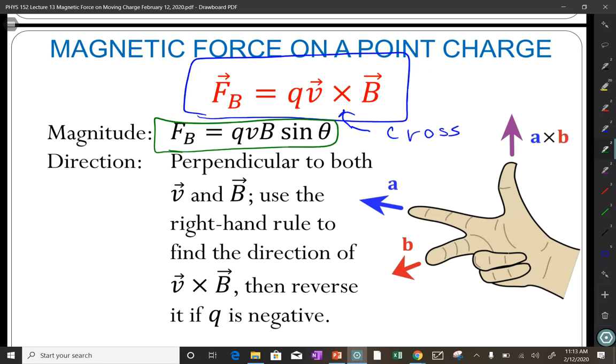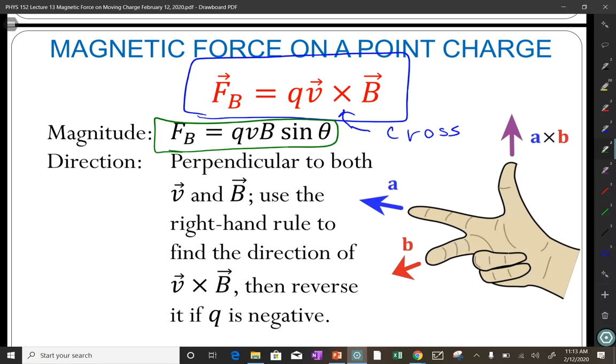They're parallel. So the perpendicular part is 0, because theta is 0, so sine of 0 is 0. So if you have motion that's parallel to the magnetic field, it doesn't matter what the charge is, it's going to have 0 force.